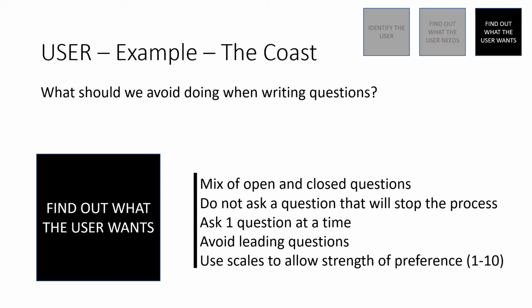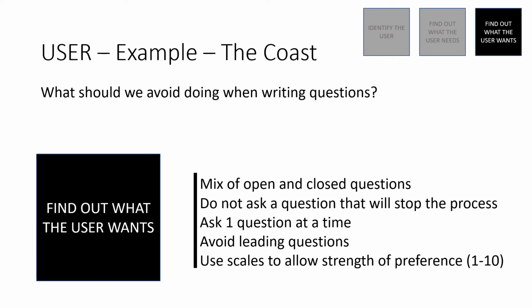The last thing there, use scales to allow strength of preference. So you could put a question that says, in your opinion, is boating a risky activity? On a scale of 1 to 10, 10 is very risky, 1 is not very risky at all. So it allows them to think about it and show some sort of preference.